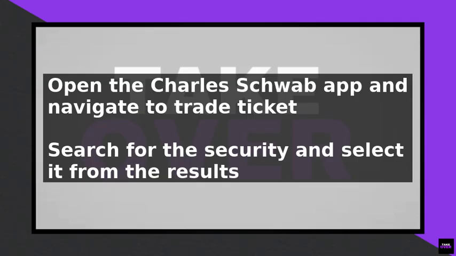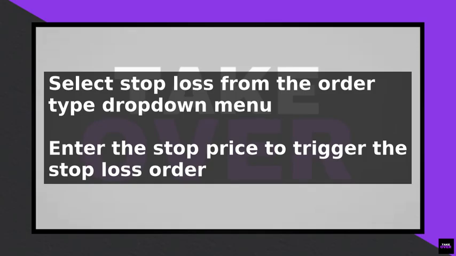loss. A stop loss is an order that will automatically sell a security when it falls to a certain price, helping to limit your potential losses. Next, you will need to enter the stop price, which is the price at which you want the stop loss order to be triggered. This should be a price below the current market price for a long position, or above the current market price for a short position.